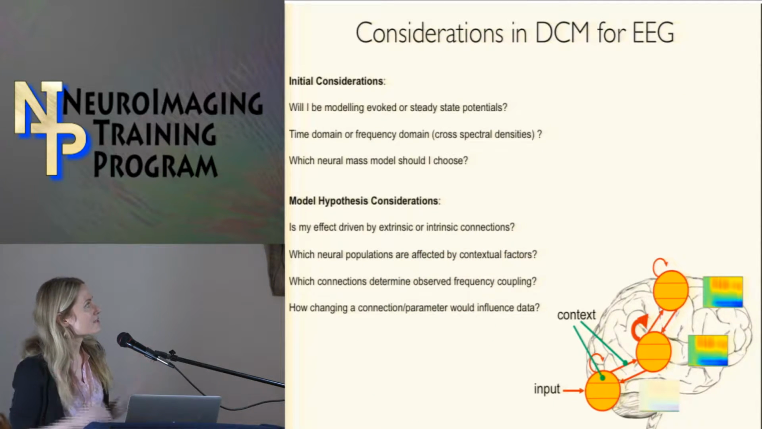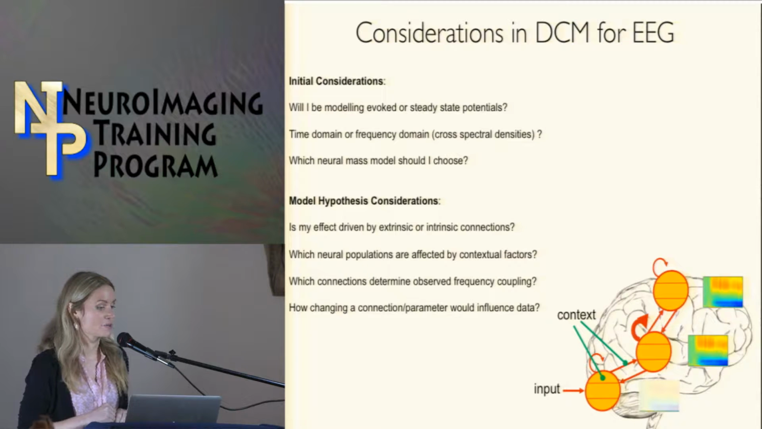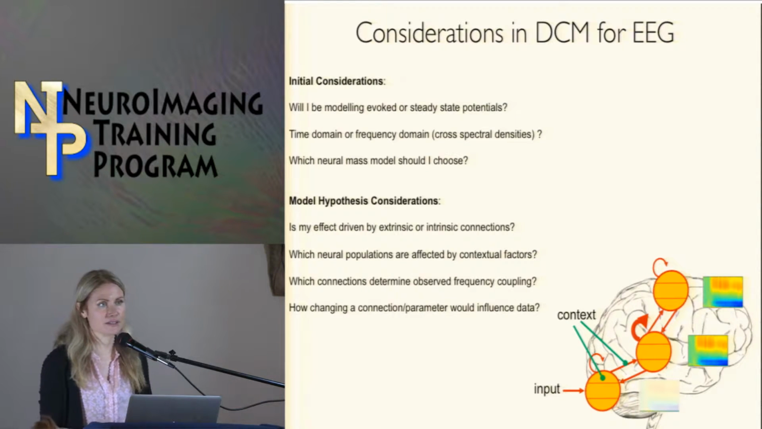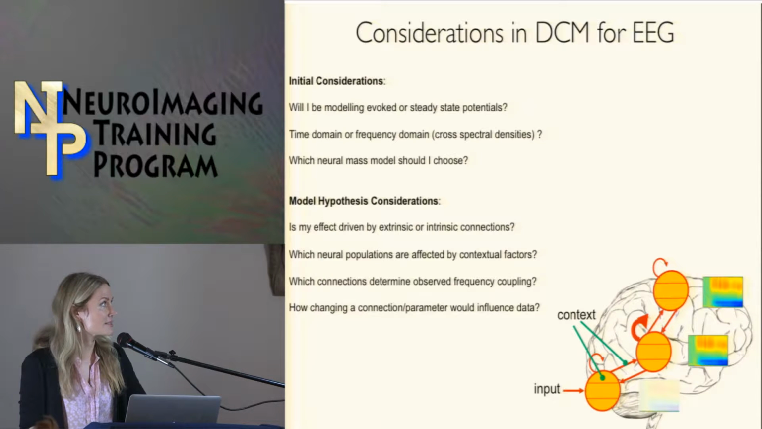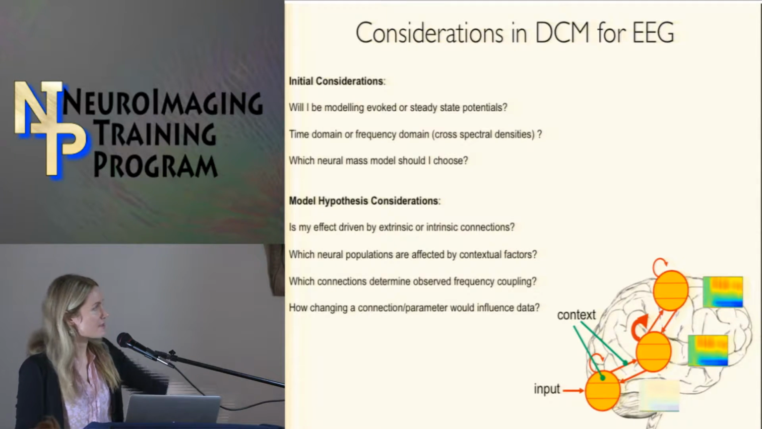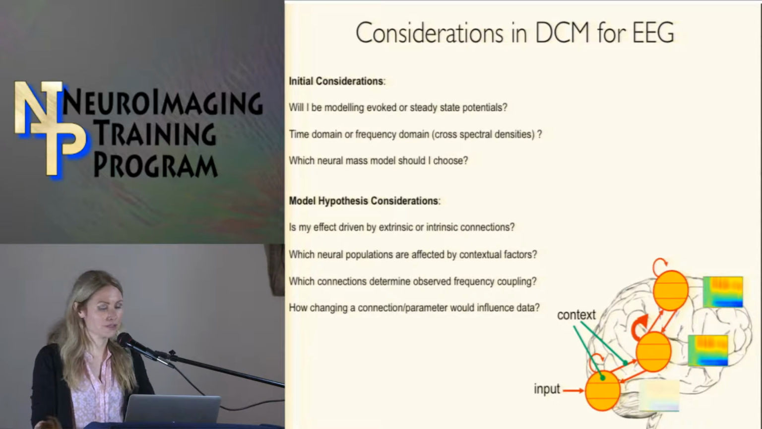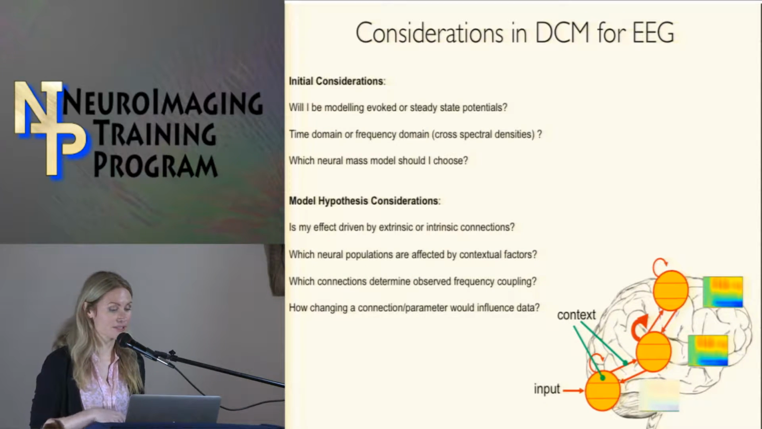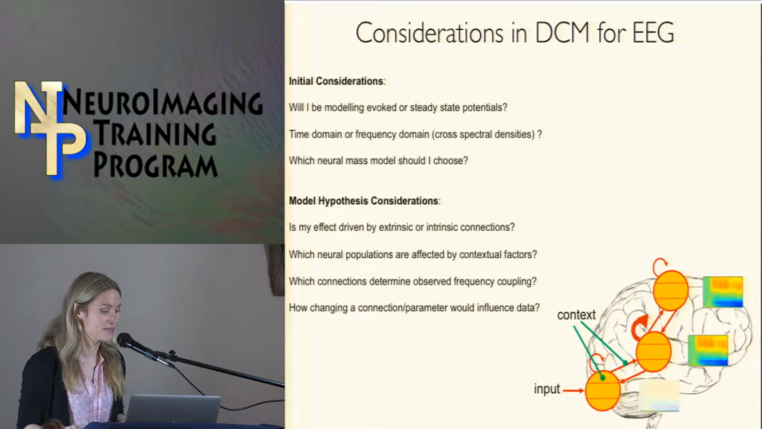So just a few considerations when you're thinking about running a DCM for EEG study: you might want to first consider, will I be modeling evoked ERPs or steady state potentials? For ERPs, you're most likely interested in a time domain analysis, but you could also take a look at frequency domain or cross-spectral densities. And then there's this other thought, which neural mass model or neural field model should I use in the modeling? And then some of the questions you can ask is, is my effect driven by extrinsic or intrinsic connections? And I'll show you some examples of what this means.